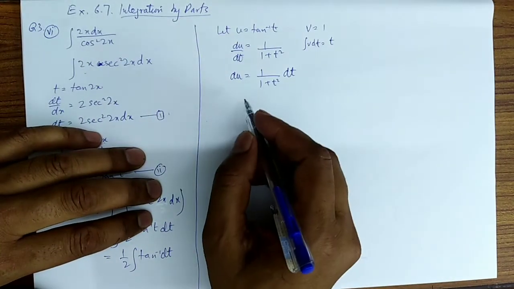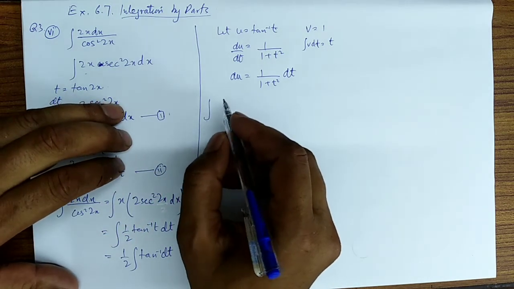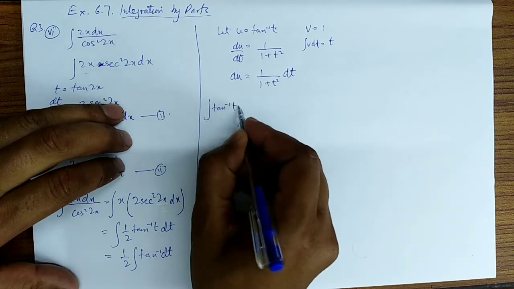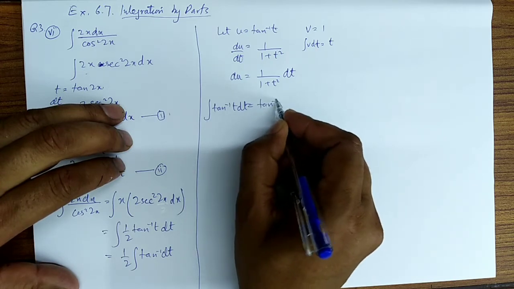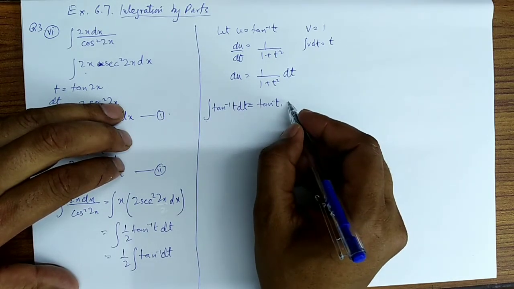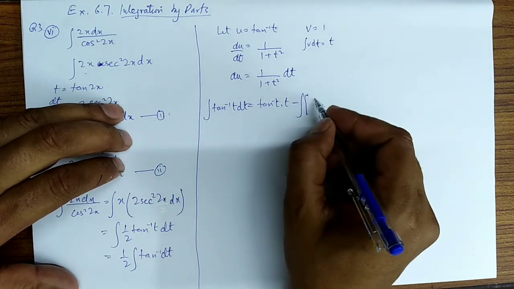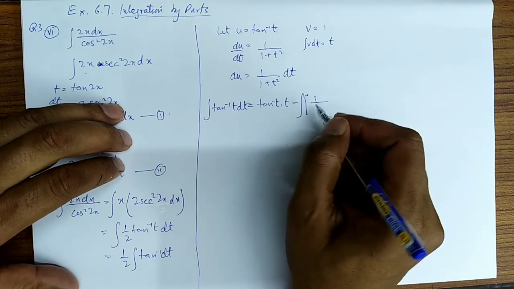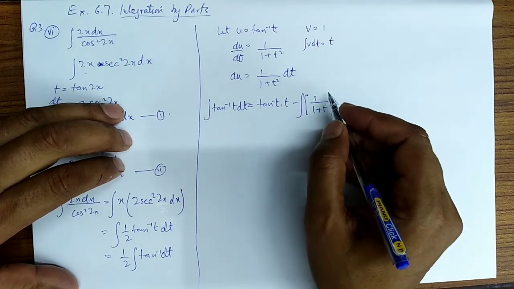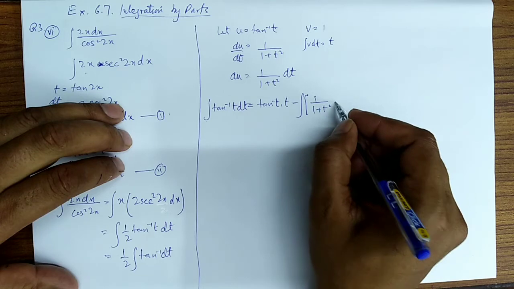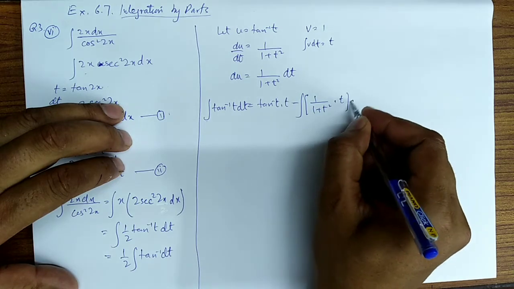So now using the formula for integration by parts, integral of tan inverse of t dt equals, what is u? That is tan inverse of t into what is v? That is the integral of dv, that is t, minus integral of du upon dt, that is 1 upon 1 plus t square, right? And what is the value of integral of v? That is t dt.